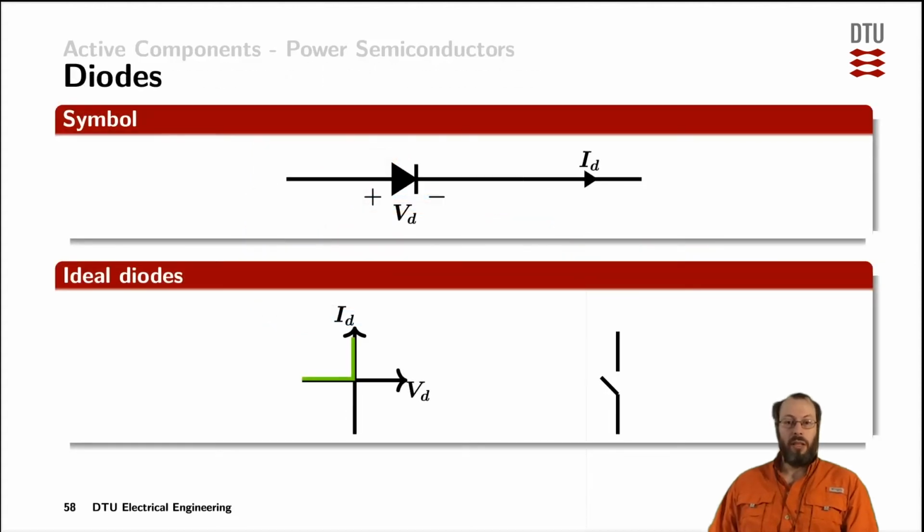Now let's zoom in on this diode and have a closer look at it. First of all, we need to define the voltage and the current polarities. I am defining the anode to be the positive voltage potential across the diode and the cathode being the negative voltage potential. The current is flowing from the anode to the cathode in a positive way. This is a very common definition for the voltages and currents across and through diodes.